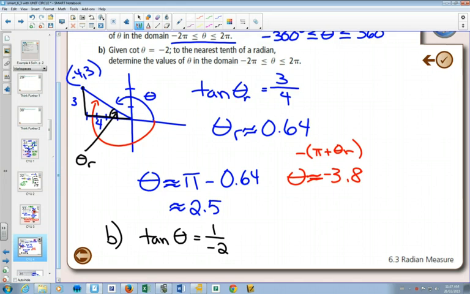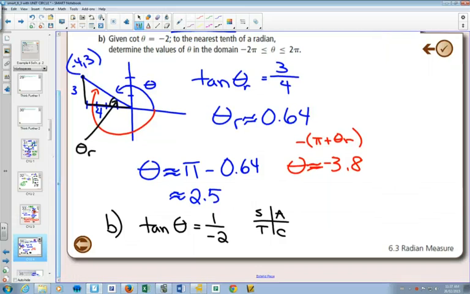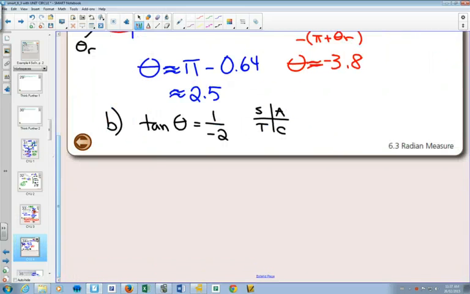Again, we would like to draw a triangle. We know that the opposite over adjacent has to be 1 over negative 2. We think of our CAST rule and imagine where tan is negative. That can happen in quadrant 2 or quadrant 4. So if I draw a triangle in quadrant 2 and label opposite over adjacent as 1 over 2.